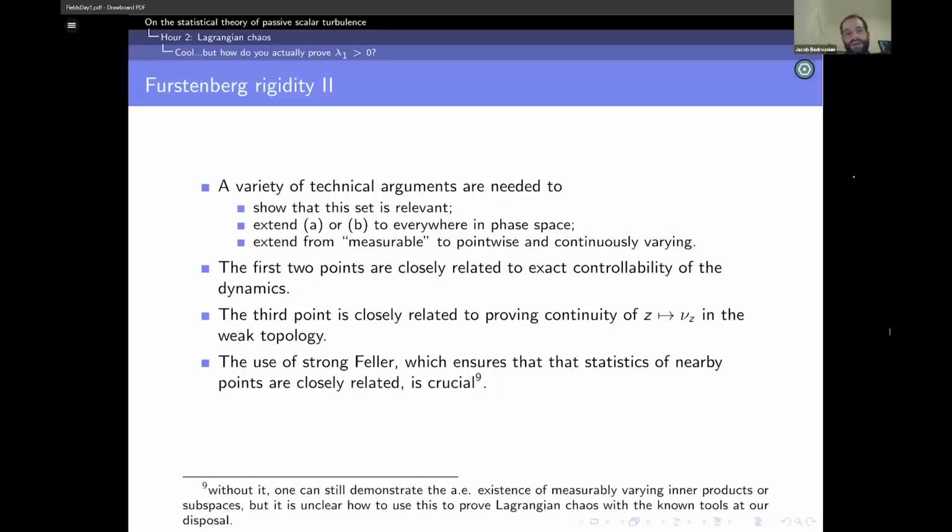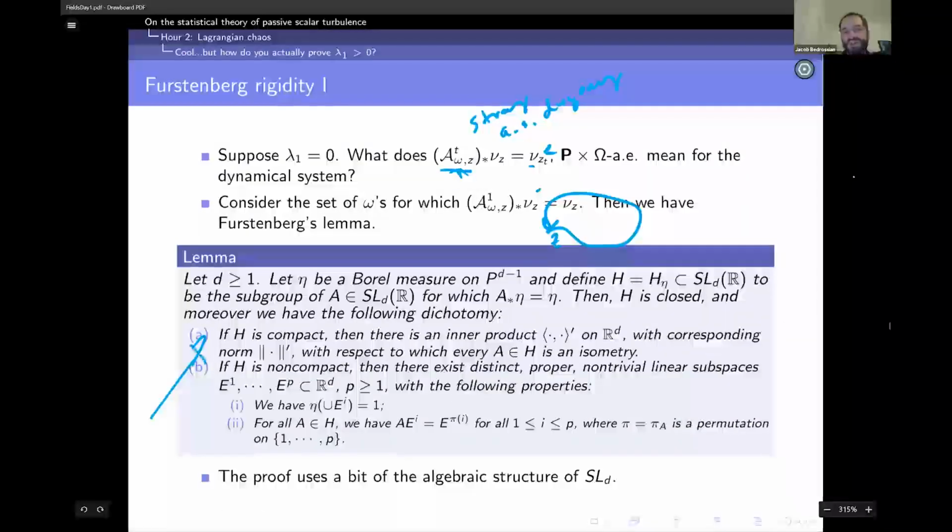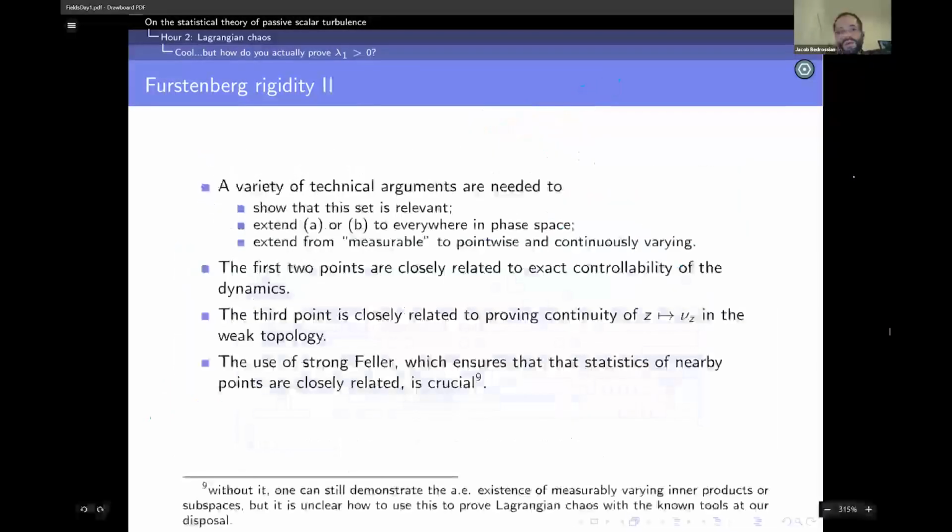Once you have this for one point z, you need to show that it's relevant for all z's, or that all the z's get a coherent set. And you need to go from a mu almost every statement to a pointwise statement, defined everywhere in phase space with continuously varying things. That's where things get hard, and it is hard, and I'm not going to talk about it. It's especially hard in the infinite dimensional case, but even in the finite dimensional case, it's not that obvious how to do it.